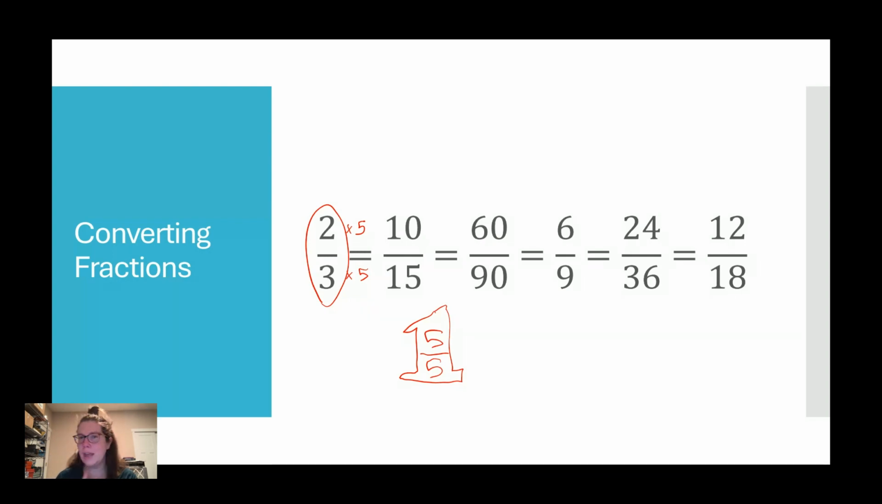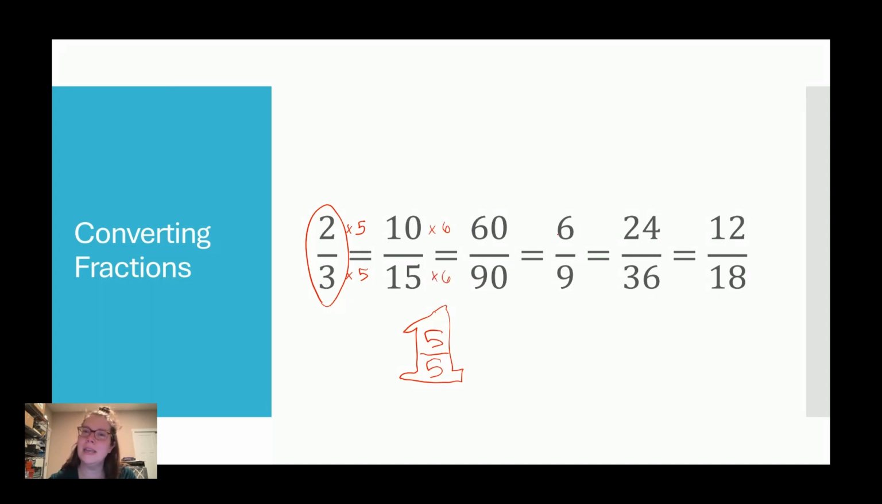Careful. You cannot add the same number to the top and bottom. You cannot subtract the same number from the top and bottom. That will not keep it the same value. All right, to go from 10/15ths to 60/90ths, I bet you know already. What did I do? I multiplied it by 6 on the top and the bottom.